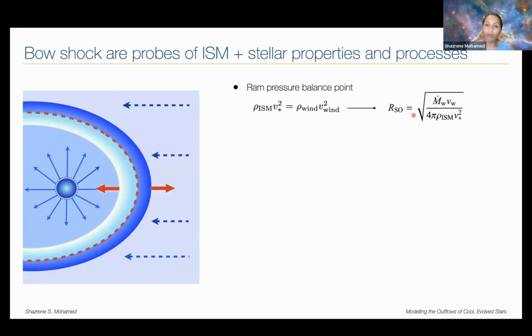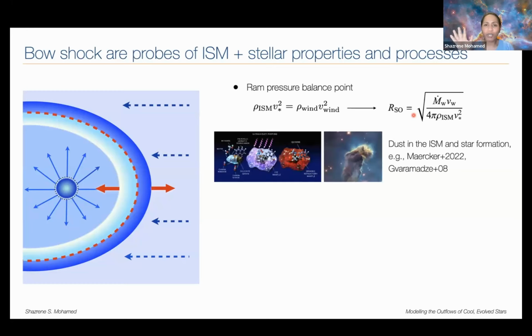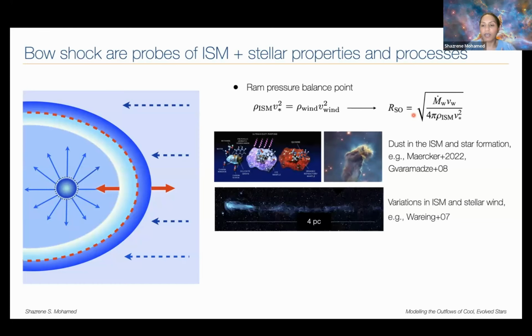And so these bow shocks are very powerful probes, not just of the stellar wind properties, but also of the interstellar medium. They're important for a whole lot of other reasons. The material that passes through this interface sets the initial conditions for dust, for example, in the interstellar medium. That then is important for cooling down clouds, forming stars, forming planets. So it's important for a lot of different fields. It's also a great tracer of variations, both in the interstellar medium, if the interstellar medium is changing, or the mass loss history of the star over time.